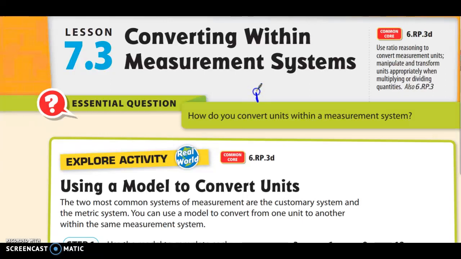This is page 185. The lesson is 7.3, Converting Within Measurement Systems. How do you convert units within a measurement system? This first page is relatively simple.